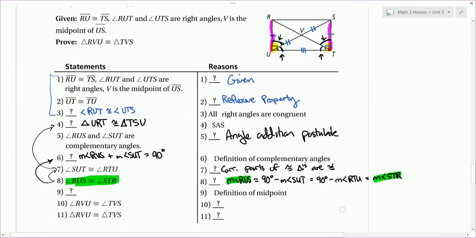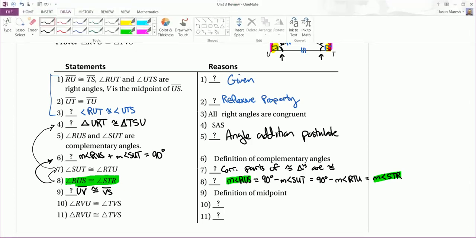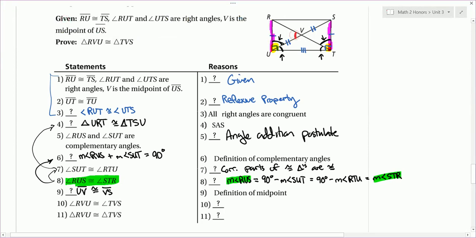All right, 9. We're using the definition of a midpoint in your original given that says V is the midpoint of US. And so we said UV and VS are congruent. So line segment UV is congruent to line segment VS. 10, angle RVU, I'm going to use red here. That angle is congruent to angle TVS. Okay. Vertical angles are congruent.